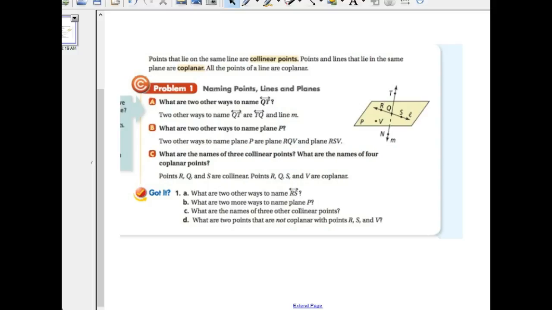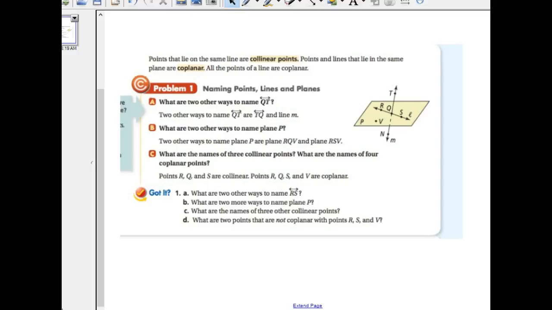Now, the B part. What are two other ways to name plane P? Well, planes are named by 3 points that are coplanar, that are all in that same plane. So one of the ways would be RQV, which is the R, the Q, and the V. They're 3 points that are not in the same line, but in the same plane. And then another one would be plane RSV, which is R, S, and V, which are these 3 points right here. Okay?